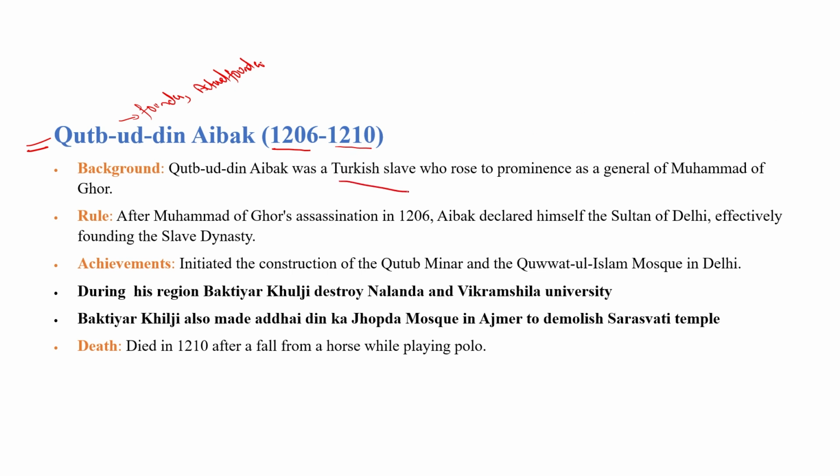Qutbuddin Aibak was a Turkish slave who rose to prominence as a general of Muhammad of Ghori. Means when Muhammad Ghori invaded India and expanded his empire towards India, at that time Qutbuddin Aibak was the general of Muhammad Ghori. There were two generals during the time of Muhammad Ghori. First was Qutbuddin Aibak and second was Bakhtiyar Khilji. So when Qutbuddin Aibak became ruler, Bakhtiyar Khilji became the general of Qutbuddin Aibak after the death of Muhammad Ghori.